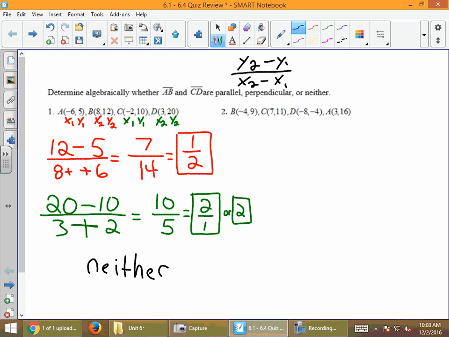Okay. Let's try letter 2 over here. All right, let's go through and do the same thing. So this is going to be my x1. I want blue. This is x1, y1, x2, y2, right? That's good.